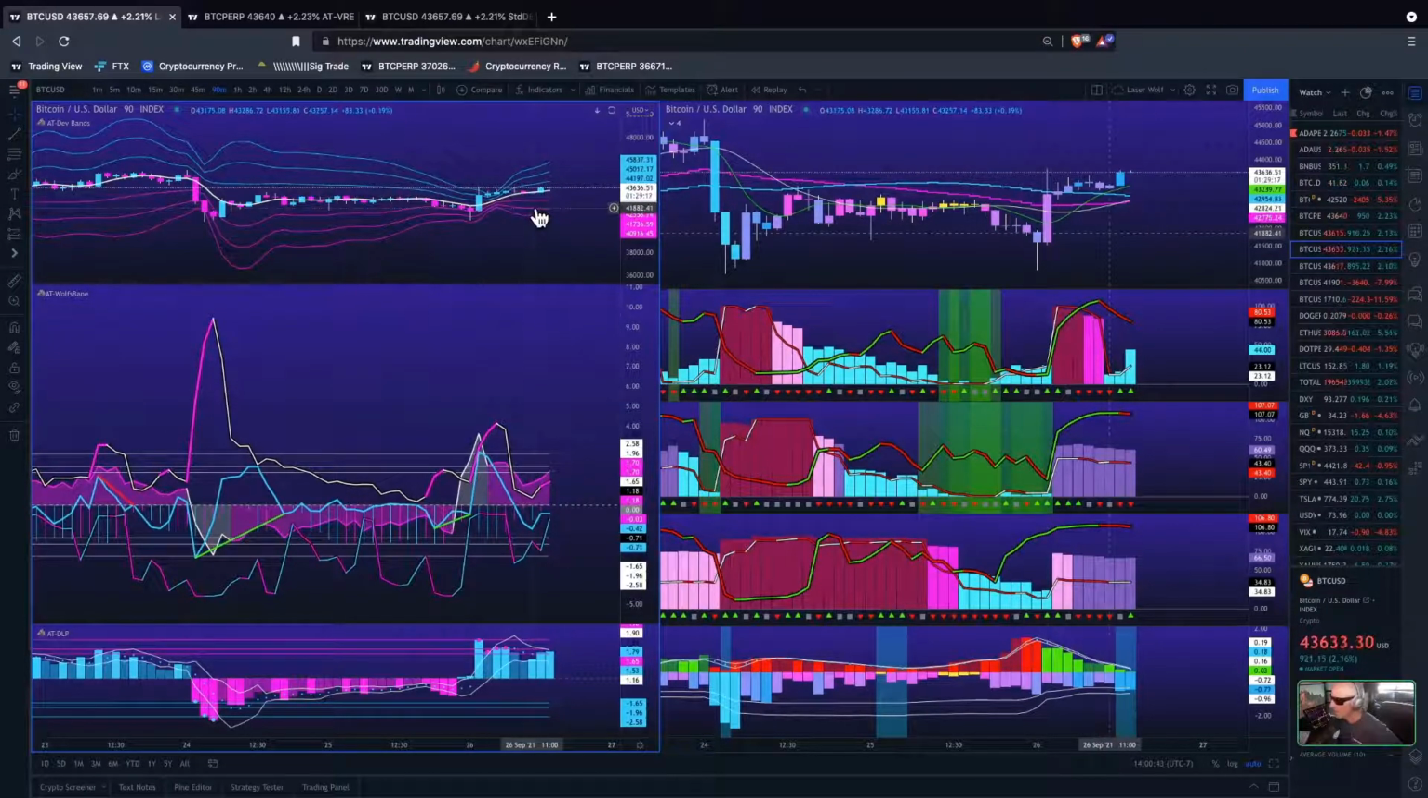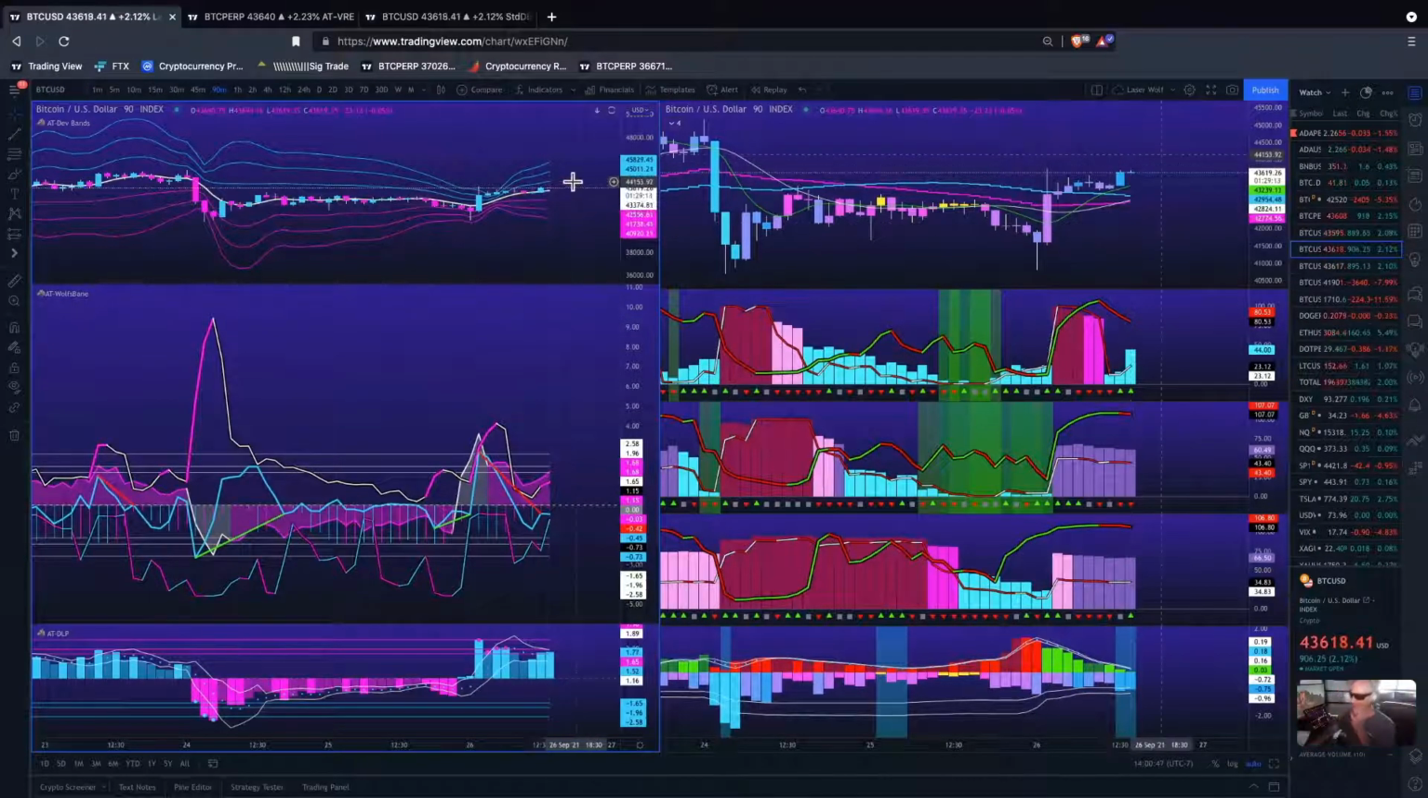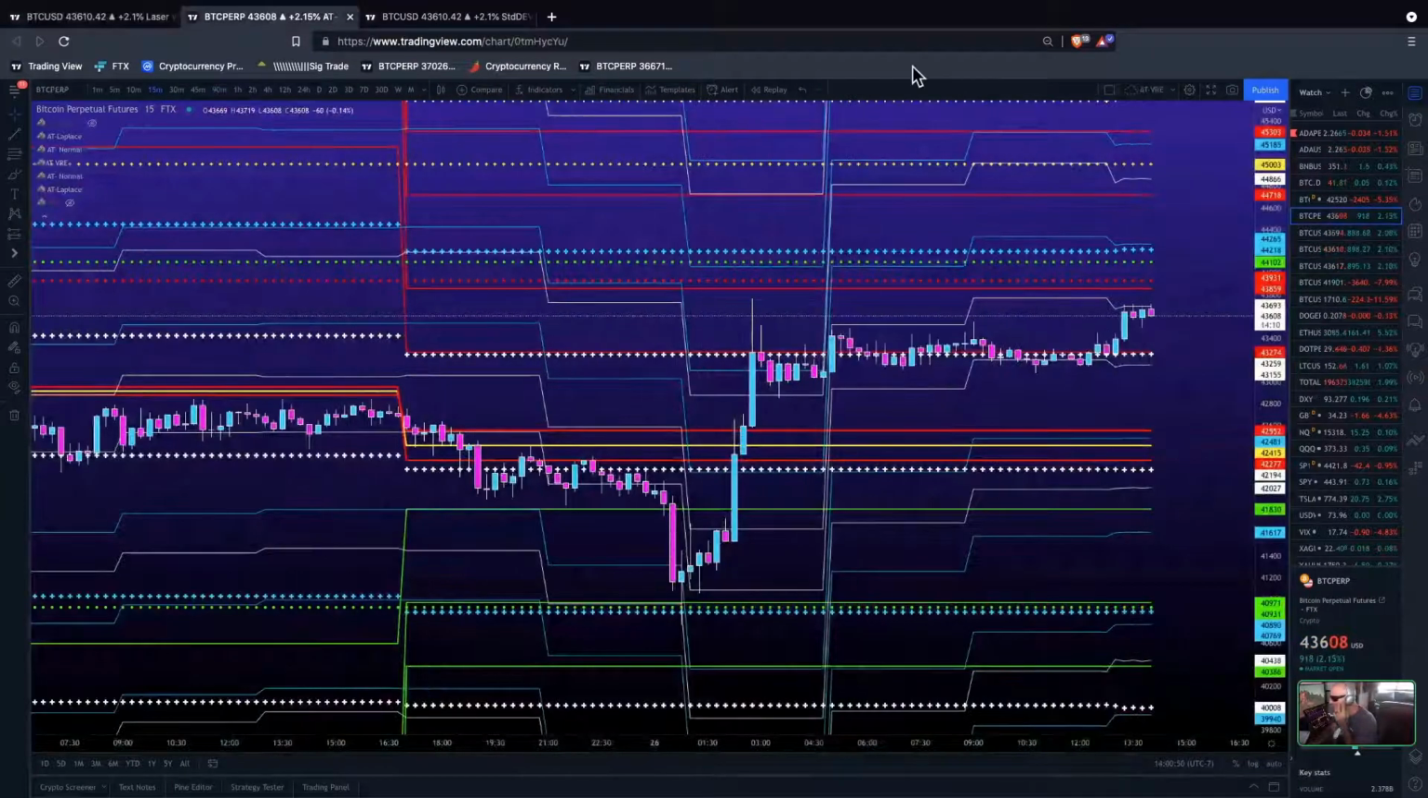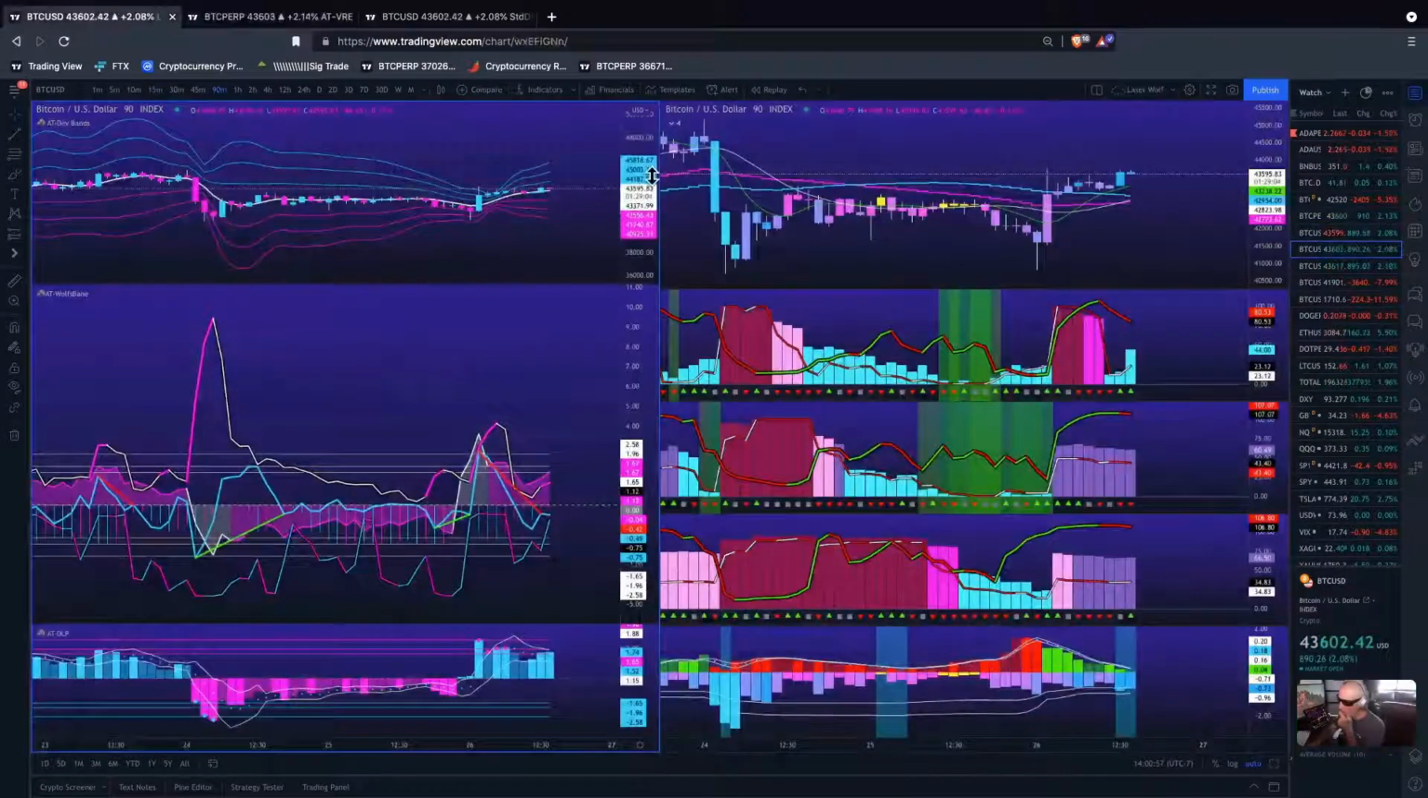Where could this baby possibly go? I mean, this first SD band is right there, same area, 44.2, 44.189. One band there. So let's see if we get up there, see if we can go five or six hundred dollars by the end.